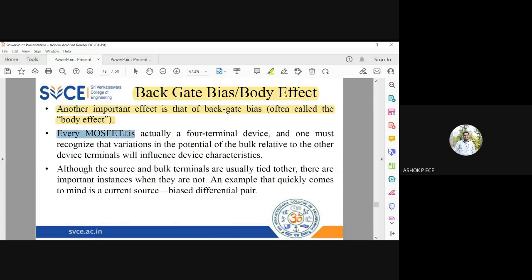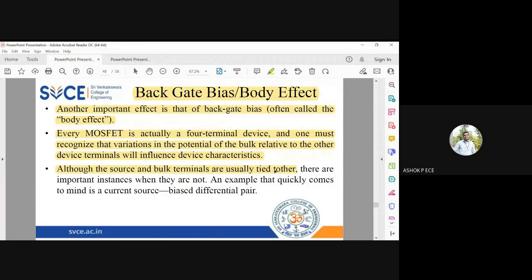So you know MOSFET is a four-terminal device, and one must realize that whatever potential you are going to apply is with respect to your substrate. So substrate is one terminal which we usually don't connect, but it plays a major role in the current characteristics of your device. Although the source and the bulk terminals are tied together, bulk means substrate.